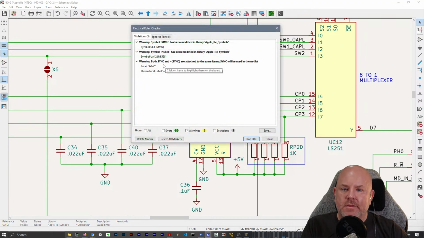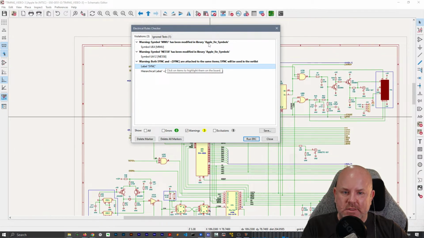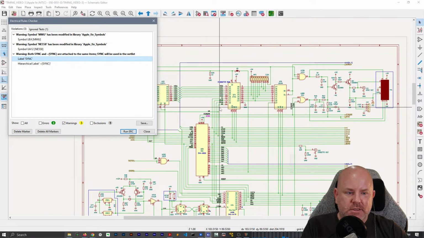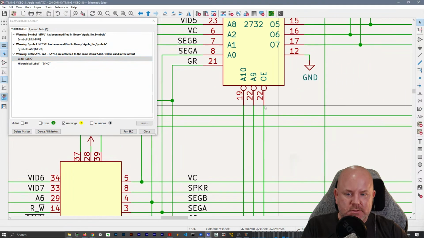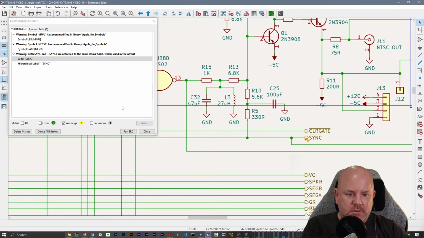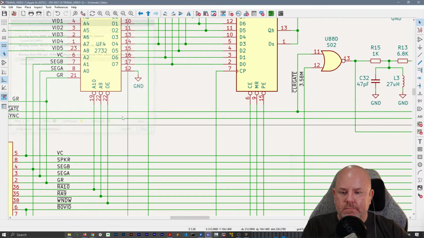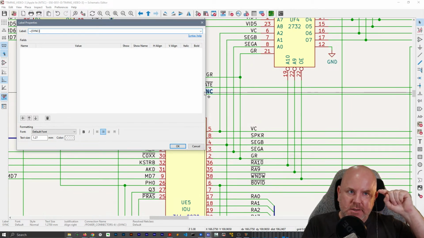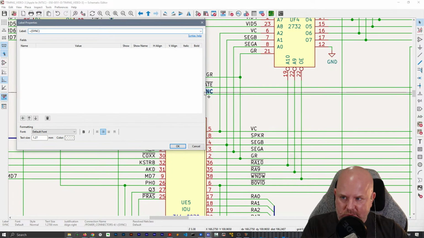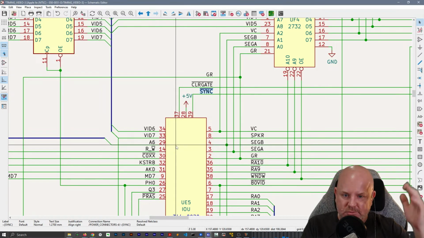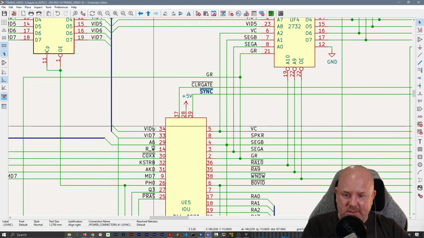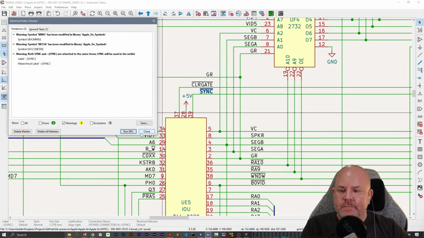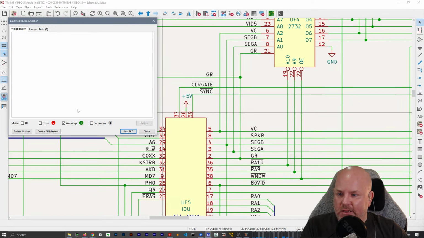Okay. And then both sync and not sync are attached to the same name. Sync will be used. That's not good. They should not be named the same things. Okay. So we are going to actually rename this one, even if it's not the same in the Apple schematic, because this also helps to identify the difference between the Apple II sync and the 6502 sync, which are completely different. This one's video related. The 6502 sync signal isn't used for anything. Unless you have a logic analyzer.